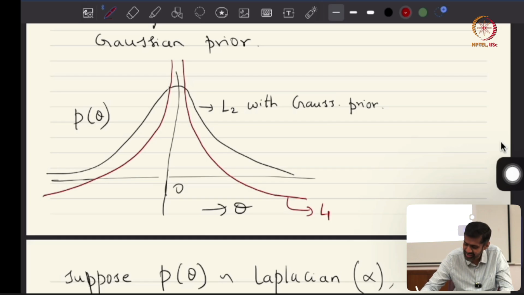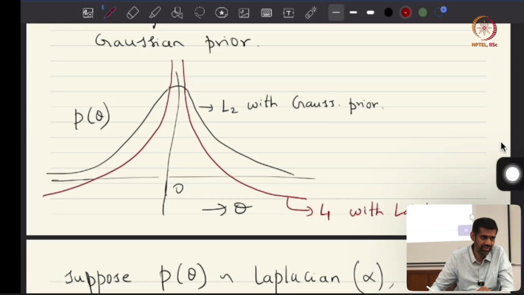So L1 with Laplacian prior. Right. So now you know why it induces sparsity. There is also a geometric way to interpret this. In any constrained optimization problem, the moment you put a constraint on top of it, if you draw the objective function and also the constraint function, you are seeking only those surfaces where these two functions intersect. That is a constrained optimization problem, right?